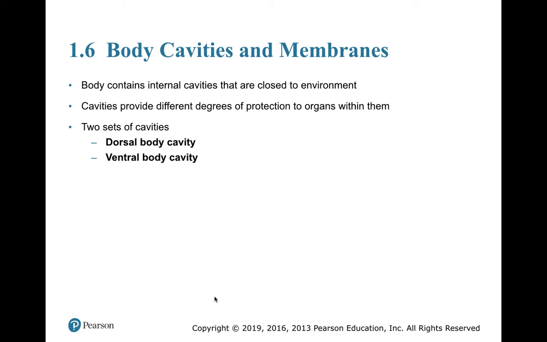The dorsal cavity is going to have a lot more protective function than the ventral cavity, but the ventral cavity is going to allow for a lot more locomotion than the dorsal cavity. So anyway, the two cavities are the dorsal cavity and the ventral cavity. And based on directional terms, you should have an idea of where those are already.